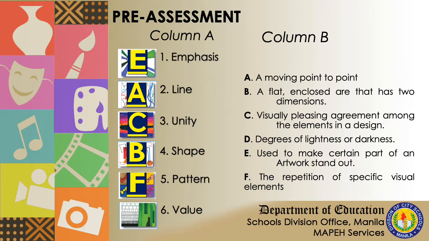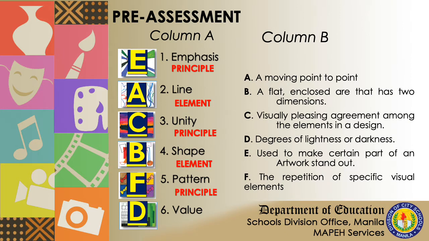Number 5, letter F, pattern, is the repetition of specific visual elements. And for number 6, value, we have letter D, degrees of lightness and darkness. Emphasis is under the principles of design. Line is under the elements of art. Unity, principle; shape, element. Pattern is under the principles of design, and value is under the elements of arts.